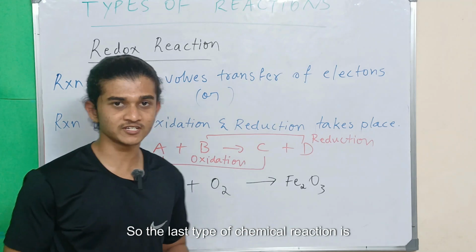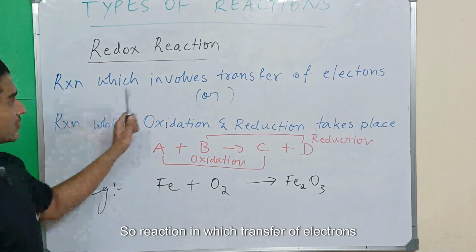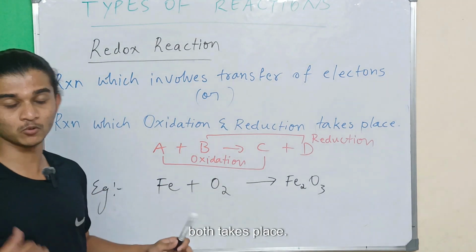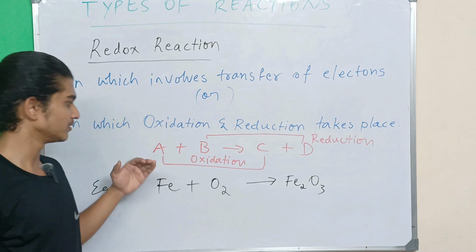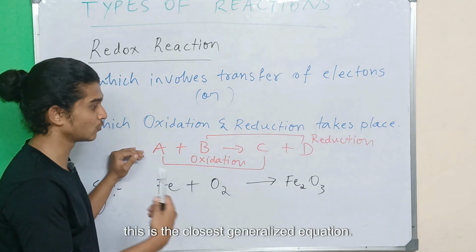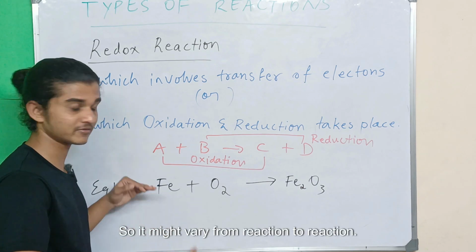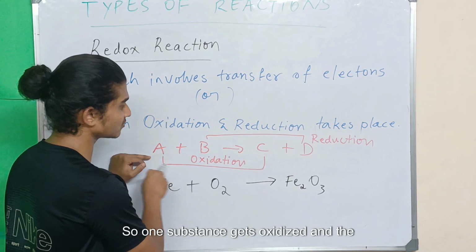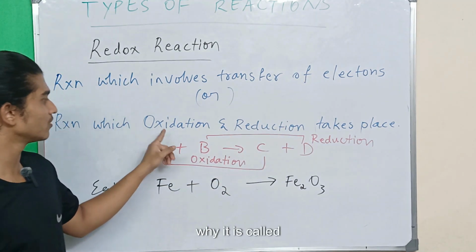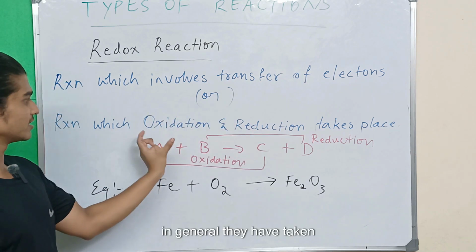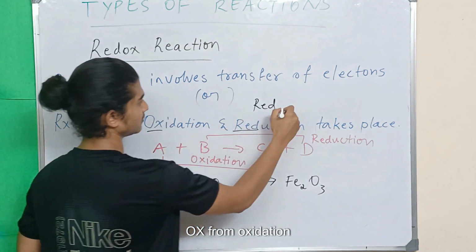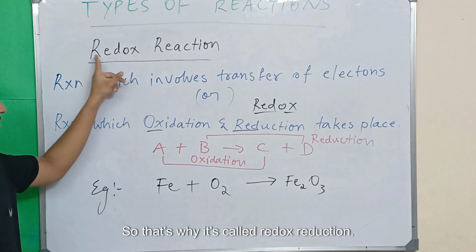So the last type of chemical reaction is redox reaction. It is a reaction in which transfer of electrons takes place, or a reaction in which oxidation and reduction both take place. Now this might be a bit confusing, so let us understand through the example. The generalized equation might not be this, but this is the closest generalized equation. It might vary from reaction to reaction. One substance gets oxidized and the other substance gets reduced. Since both of them are happening, that's why it is called oxidation and reduction. In general, they have taken RED from reduction and OX from oxidation and made it redox. So that's why it's called redox reaction.